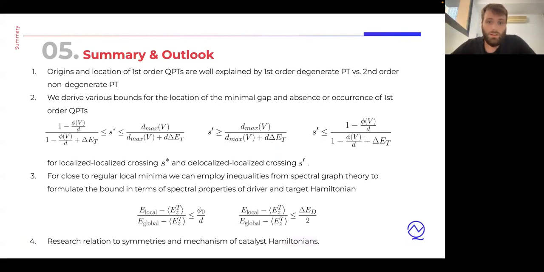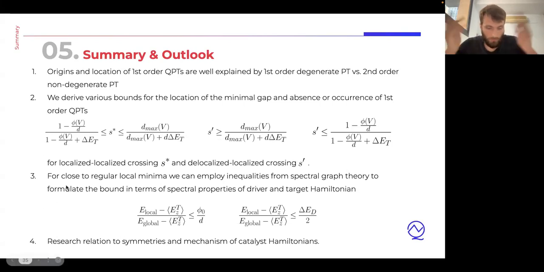Just a quick summary and also some points for further research. We investigated the origins of first order quantum phase transitions in the adiabatic quantum computing scheme, and found that we can relatively well describe them using quantities from graph theory and analyzing the structure of our problem. And using graph theory, we can actually derive some bounds on where we would expect to see the minimal spectral gap, and under which circumstances we would expect to see localized transitions at all or not.